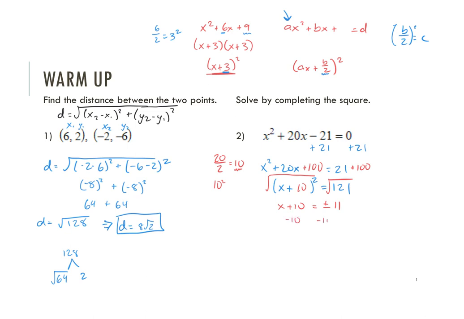Subtract 10 from both sides, and I have x is equal to negative 10 plus or minus 11. Now those are both numbers, so I can simplify this further. I'm going to have two expressions: negative 10 plus 11 and negative 10 minus 11. Negative 10 plus 11 gives me a 1. Negative 10 minus 11 gives me a negative 21. So that means that x is equal to 1 and negative 21.